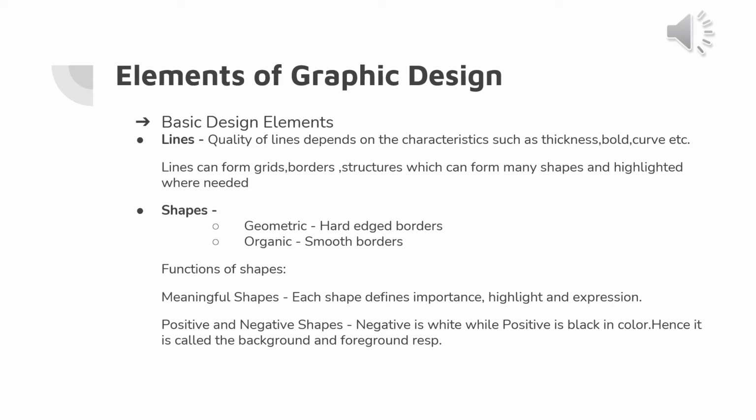Moving forward, the functions of shapes. Shapes have two kinds of functions. One is the meaningful shapes, where each shape defines the importance and highlights the expression that is needed. And the next is the positive and negative shapes. Here, positive is defined as black in color and negative is defined as white in color. Hence, these two together form the foreground and the background.